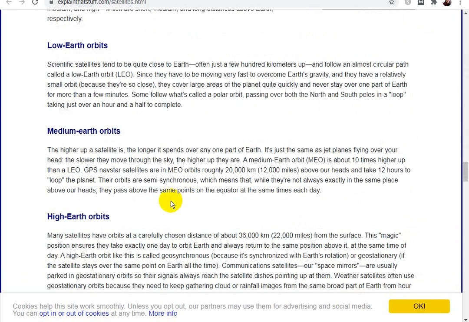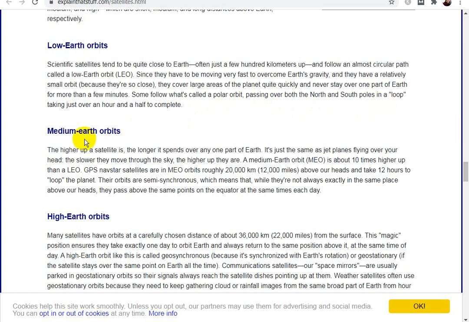These are the low earth orbits. Scientific satellites tend to be quite close to the Earth, often a few hundred kilometers up, and fly in an almost circular path called LEO. Some fly in what is called a polar orbit, passing over both the north and south poles in a loop.